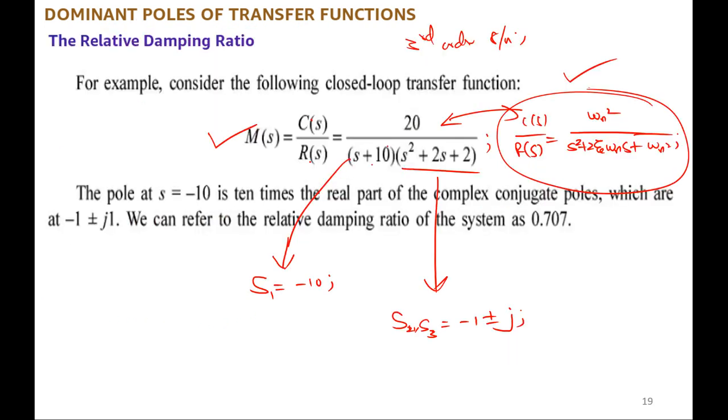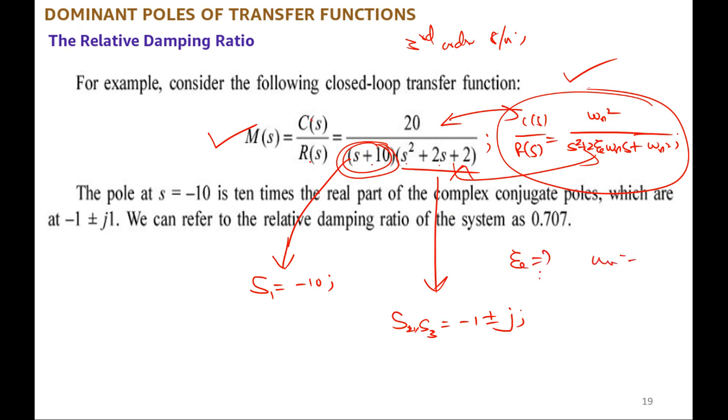If it is an insignificant pole, I can neglect this term, I can neglect this s + 10, because it is not anyhow going to judge the behavior of the system. So if s + 10 is not there, I am reducing this third order system to a second order system, and I know the behavior of the second order system, right? So I can compare this s² + 2s + 2 with the standard second order system and find out the value of ζ and ωn.